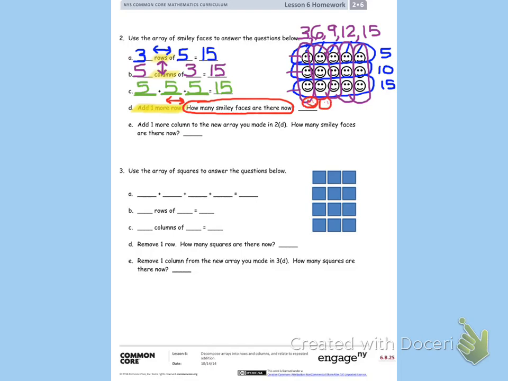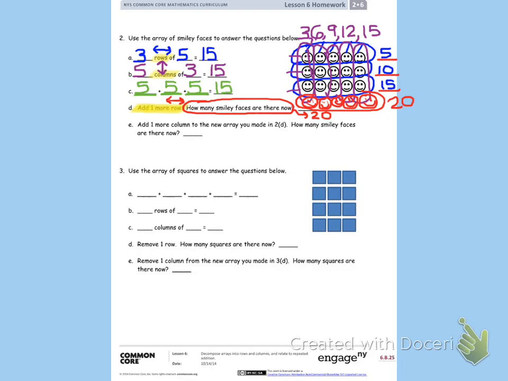1 smiley, 2 smileys, 3 smileys, 4 smileys, 5 smileys. Okay, now I will go ahead and circle that extra row. So that means I'm going to skip count by 5 again. I have 5, 10, 15, and 5 more makes 20. How many smileys are there now? 20.